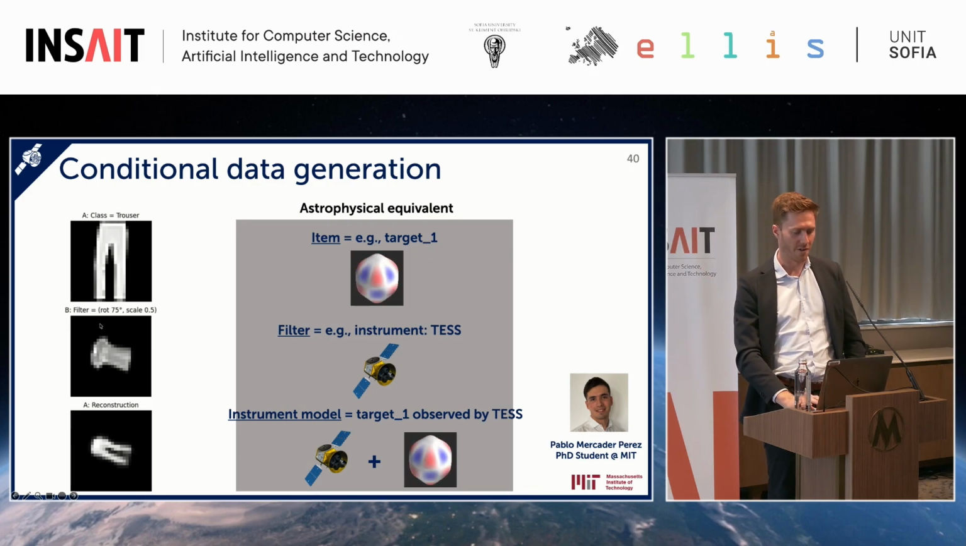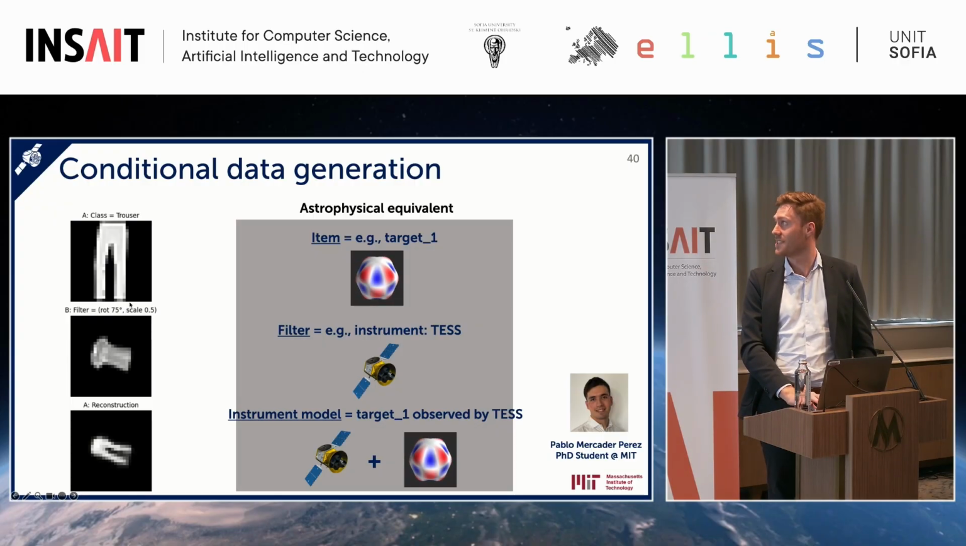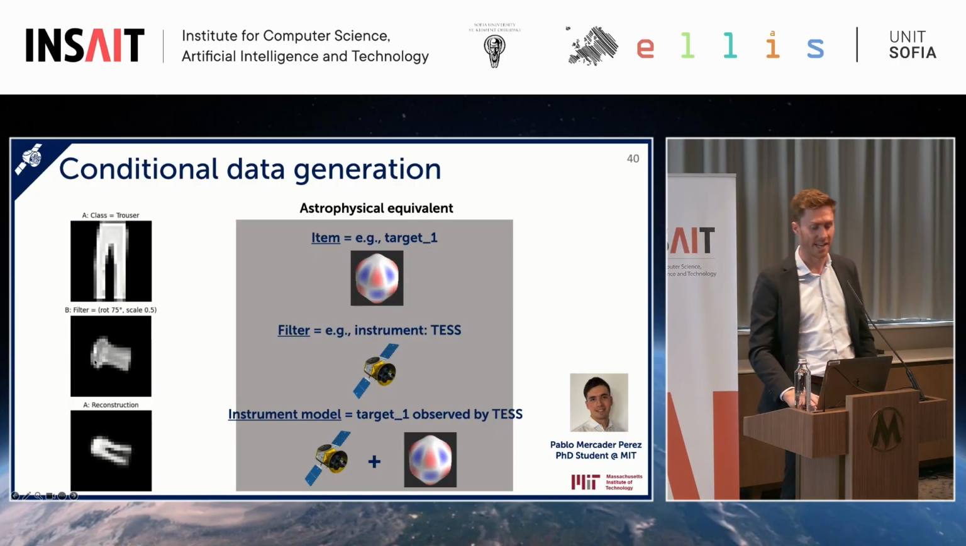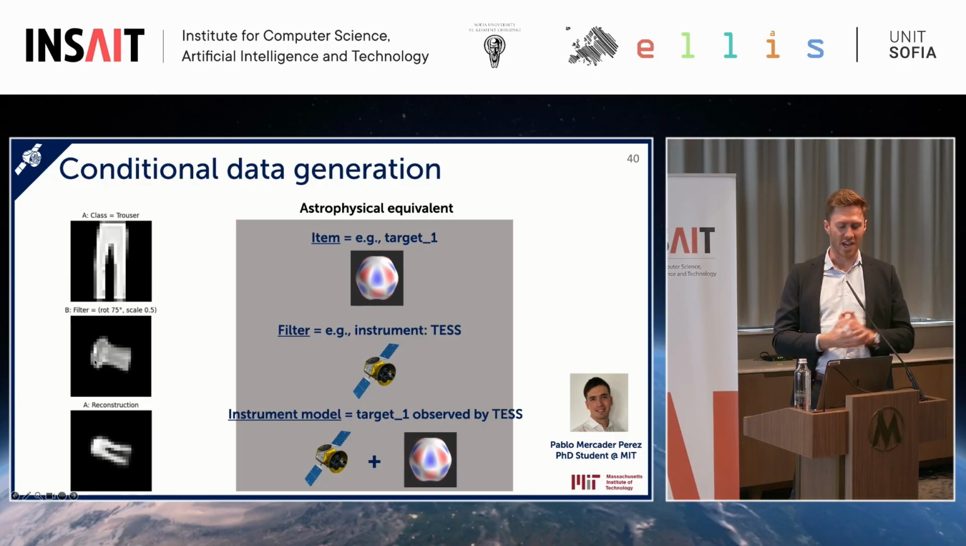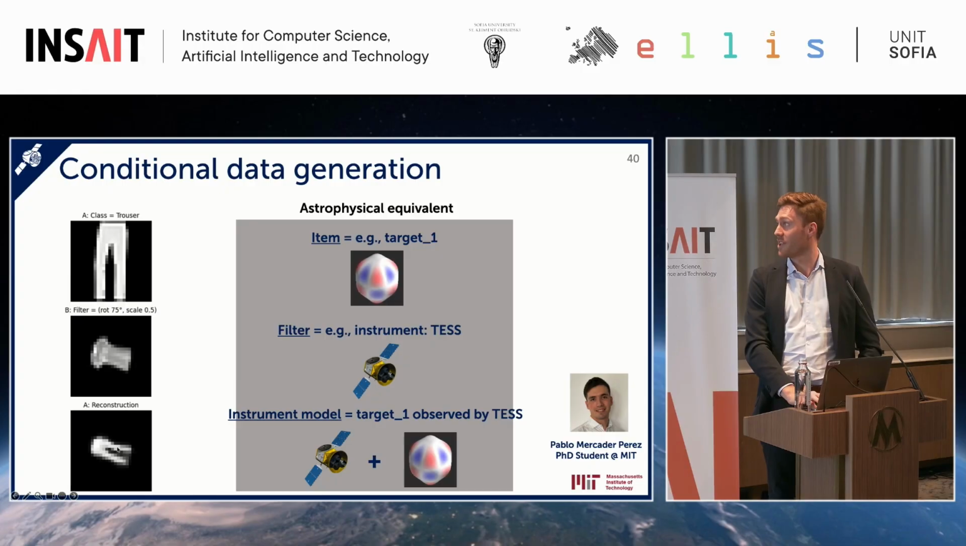So, okay, you have another filter. We also have something that's observed. It's a blouse, I think, here. It's at a rotation of 75 degrees together with a scale of 0.5. We can say, okay, now I want to generate that trousers, but under the same filter. So this means that we can just reconstruct that pair of trousers under the same filter.